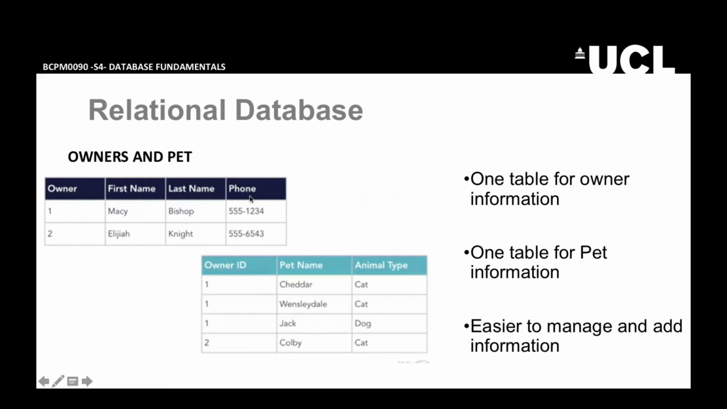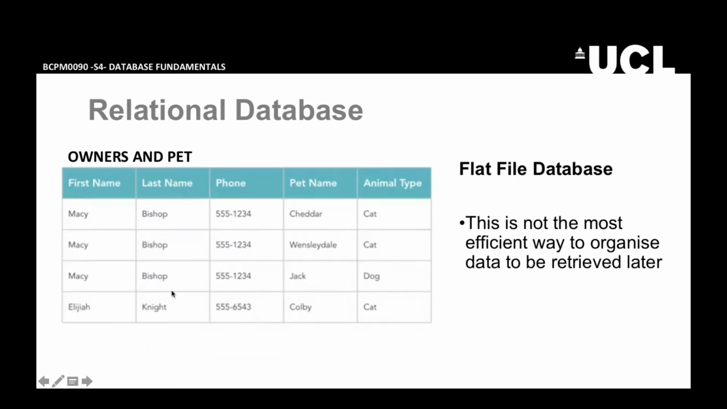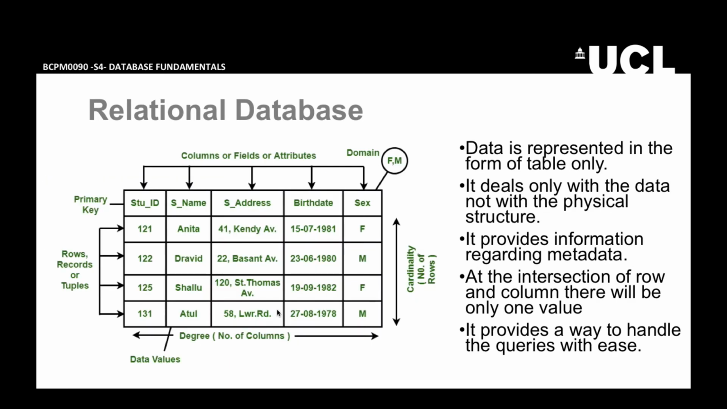For example, if we want to change the phone number for one of the owners, we can do it only here, changing one cell. While in the flat file database, we should change 3 cells to update this data. So here you have a graphical example of a relational database and the key features for this database.